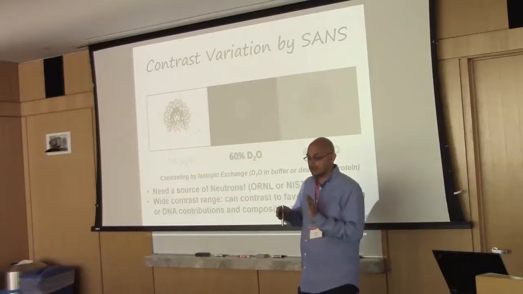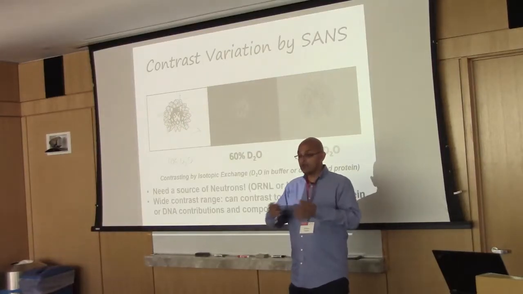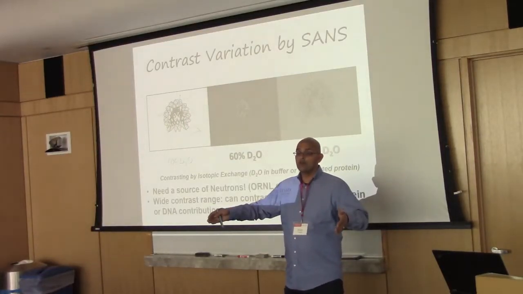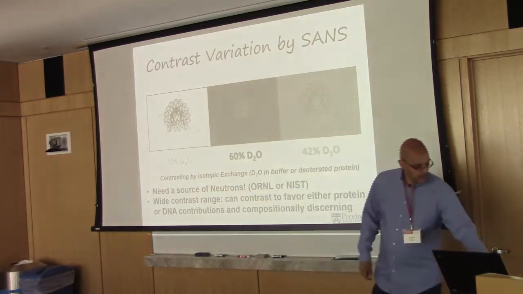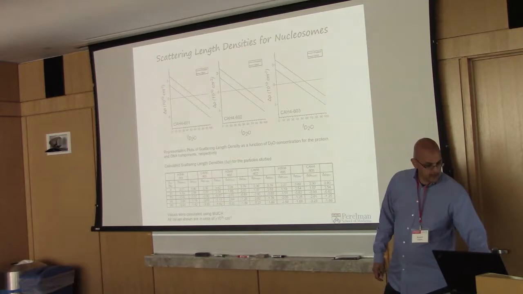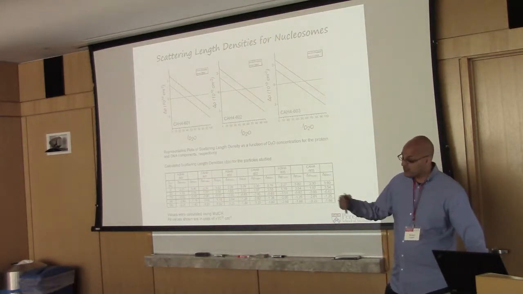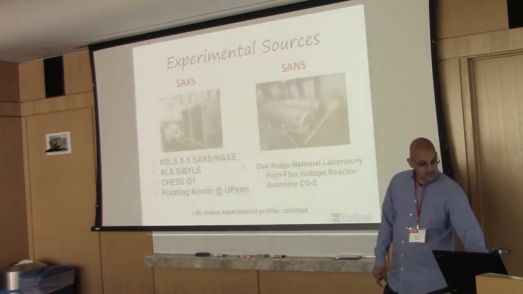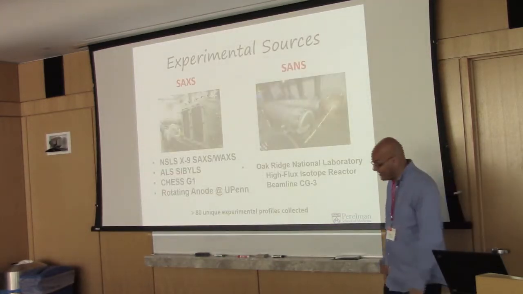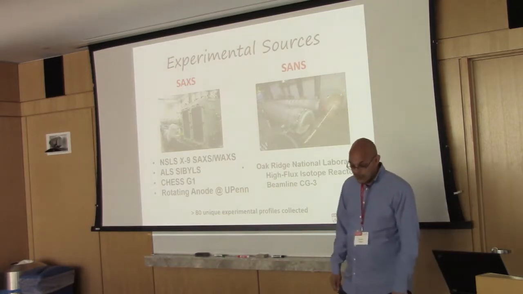Here you do the isotopic exchange, not by deuterating the protein in this case, but we simply changed the percentage D2O in the buffers. I'm not going to bother laboring that, other than you can just calculate the scatter length densities for each composition of different nucleosomes, and it's slightly different in every case. This has been a project several years running now.